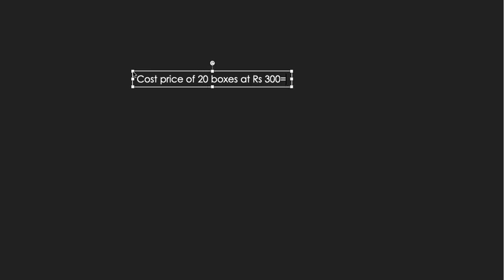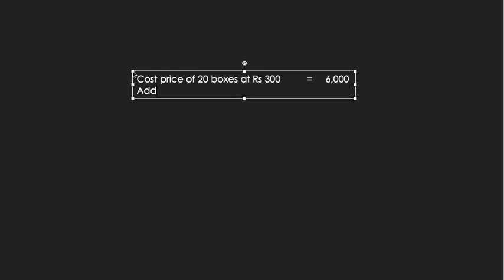So let us see the amount. We'll calculate it. Now first we are going to find out the cost price of 20 boxes, because these 20 boxes are lost. Cost price of 20 boxes at rupees 300 each, which is given in the problem, right? It is given in the problem. So when I write it, how much would it be? 300 into 20 is how much? It is 6,000, right?